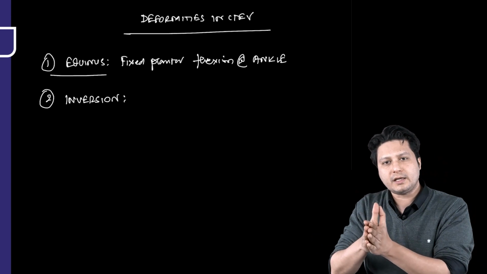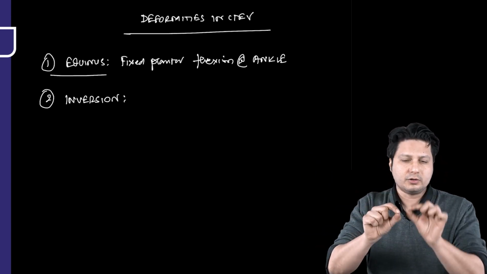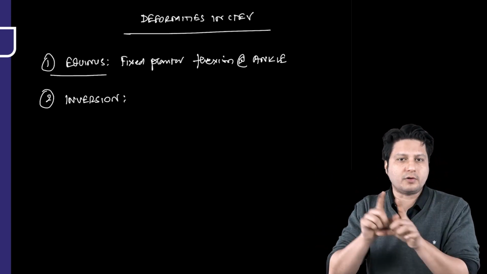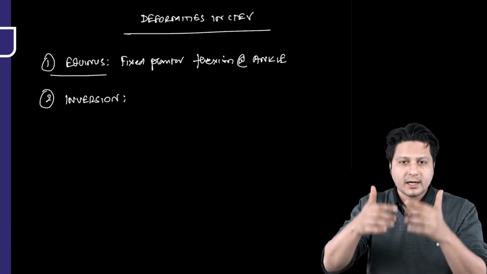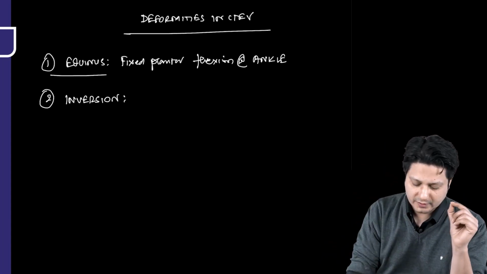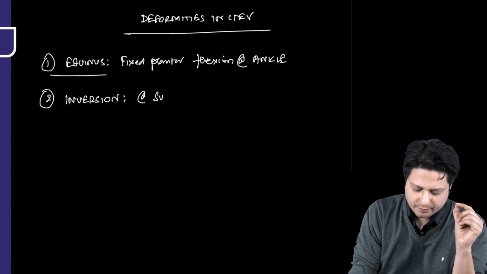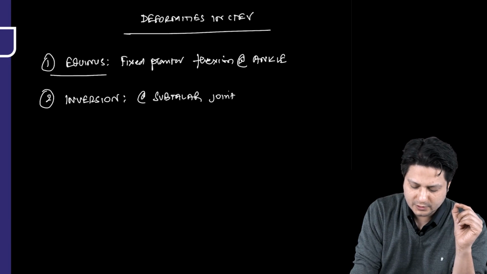So what happens in CTEV? There is an inversion deformity. And this inversion and eversion of the foot is not happening at the level of the ankle joint. It is happening at the level of the subtalar joint. So this is the deformity at the subtalar joint. That means the talocalcaneal joint.